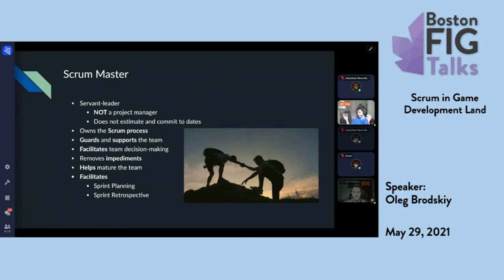And they help remove impediments. So when a problem comes up along the way, hey, we can't talk to this person in this other department, or we can't find out who we need to talk to at this outsource firm about this thing, the Scrum Master is there to help support the team and remove that impediment. And ultimately there to facilitate, especially sprint planning and the sprint retro.